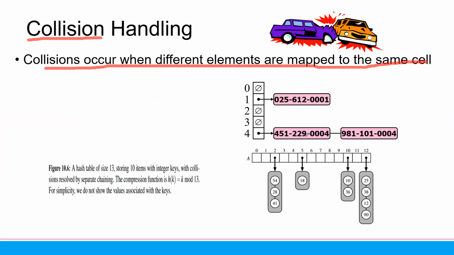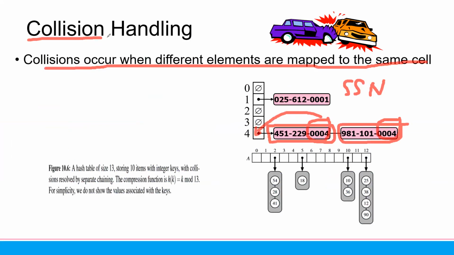So you can see from this SSN, the social security number. This social security number and this social security number are different. But as we know in the previous example, we want to consider only the last 4 digits. If we look at the last 4 digits, we know that it is located in the same place. Then we call this a collision.